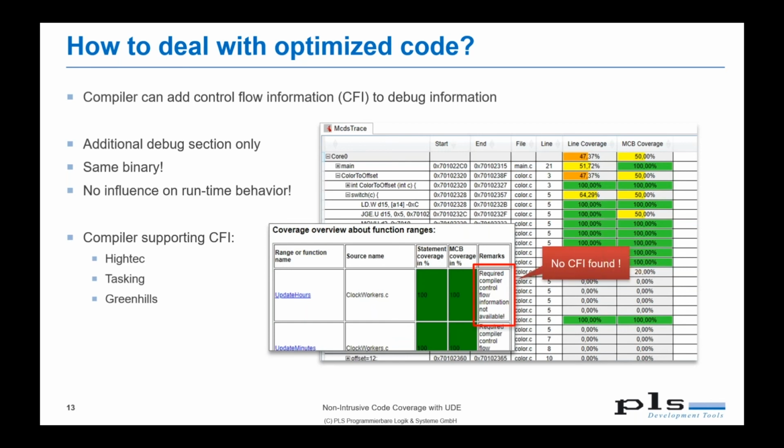If the debugger recognizes that this control flow information is missing, then you get a warning or a remark, at least in the coverage result or in the message log of UDE. So if you get this message, then you have to use the compiler switch. You have to look at the compiler documentation to find which switch that is, to add the required control flow information to your ELF file.